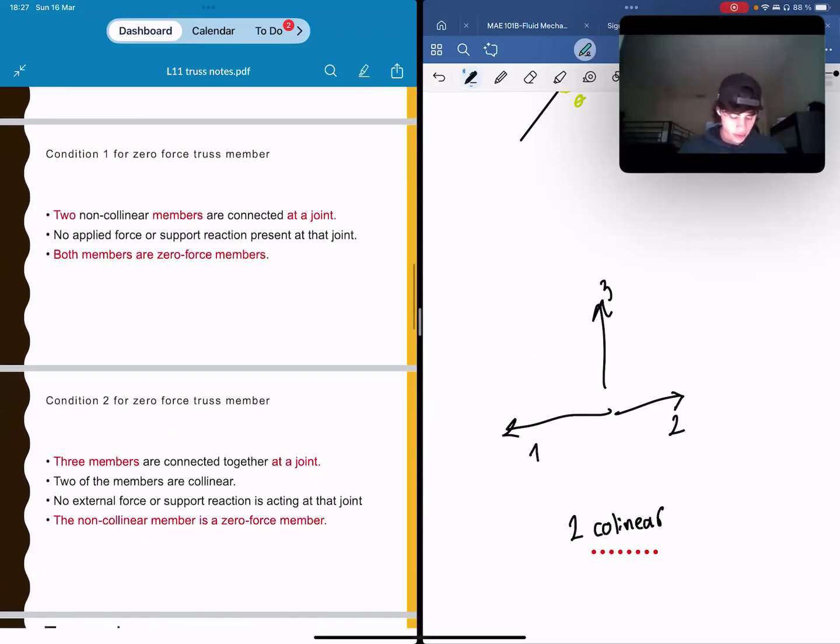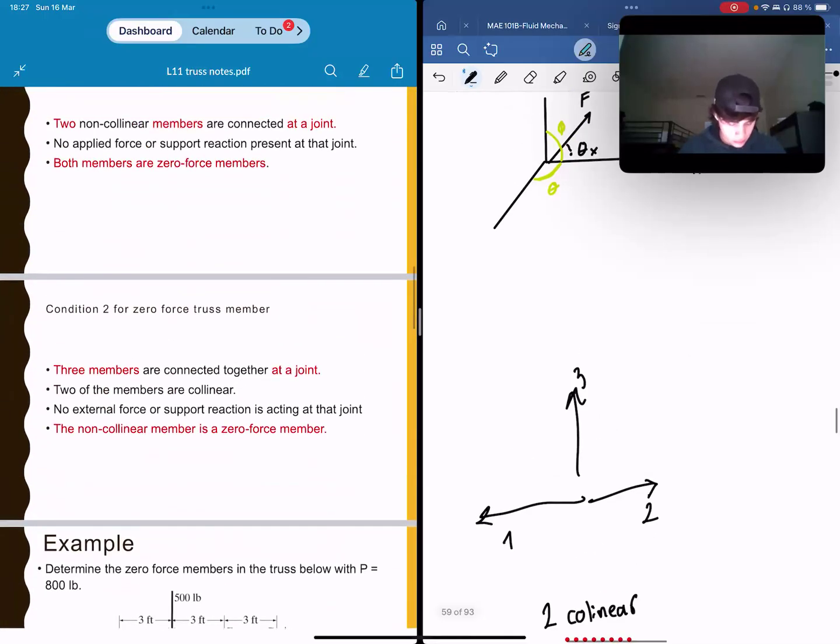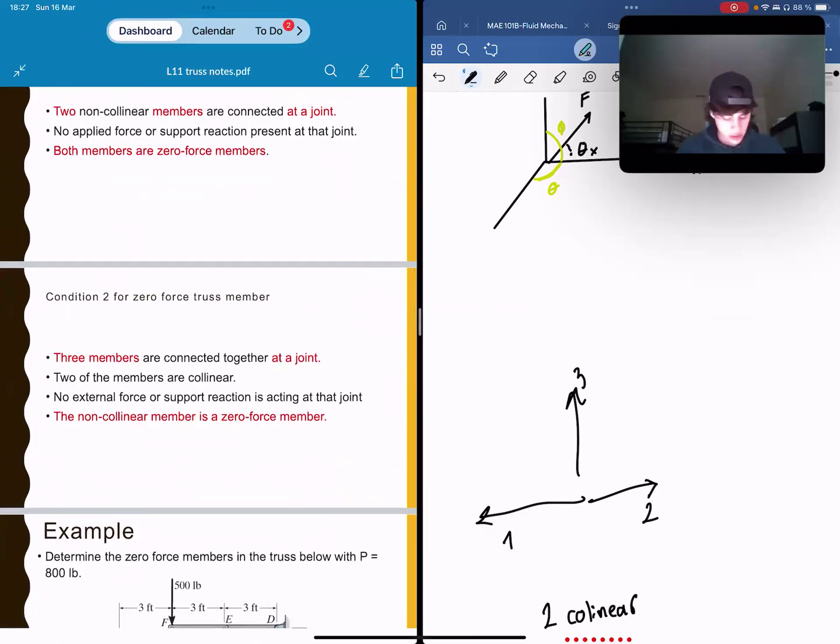But yeah, there are two conditions. Let's look at it. Condition one: two non-collinear members are connected at a joint, with no applied forces or reactions present at that joint. Yeah, right, both members are zero force members. Oh, that's really interesting. I guess that's true as well. And condition two is three members connected to a joint, two of the members are collinear. That's the condition I just explained.